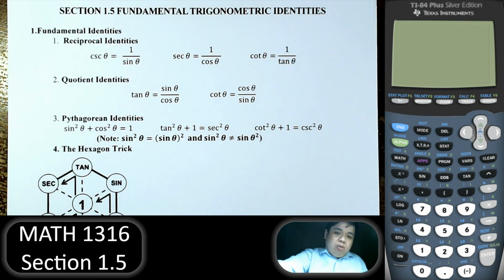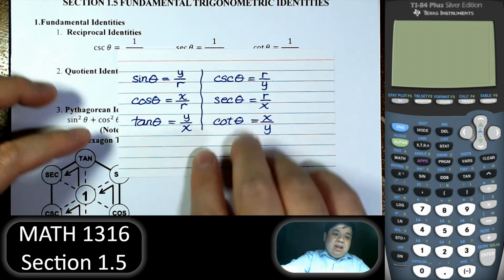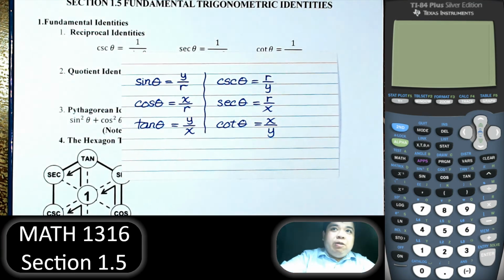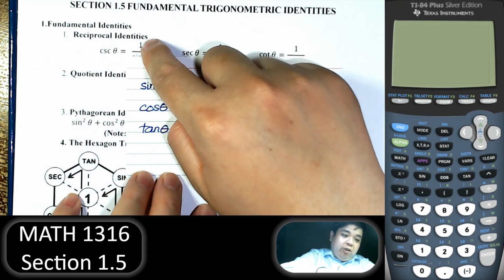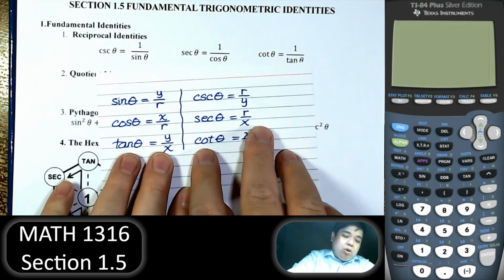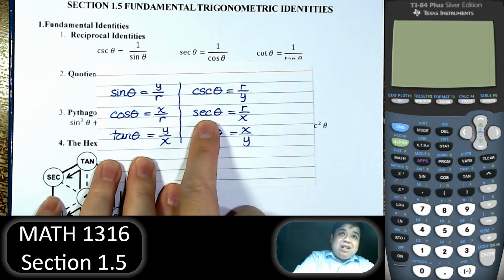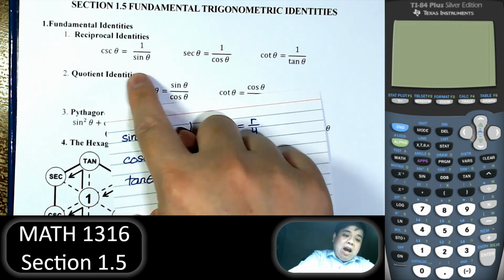Right, so this is just from the definition. Talking about definition, we have this. Sine and cosecant, y over r and r over y, so one is just the reciprocal of the other. So cosine and secant, tangent and cotangent are reciprocals of each other.